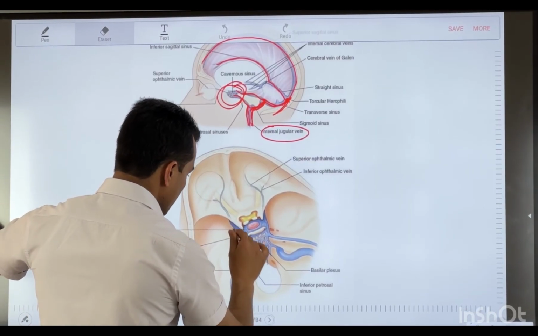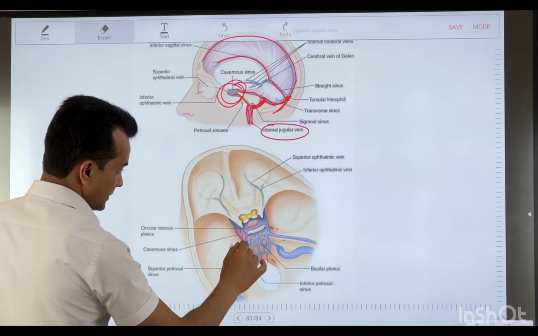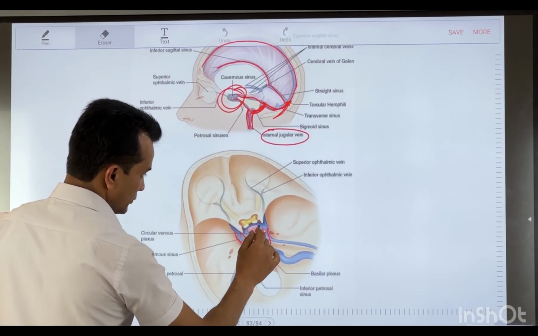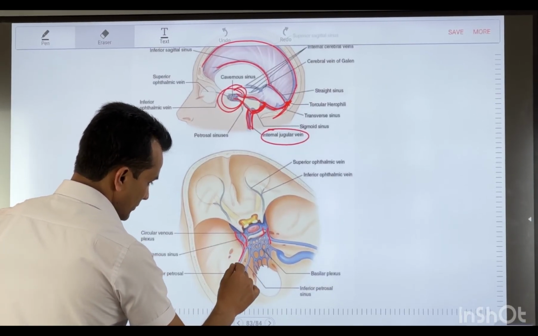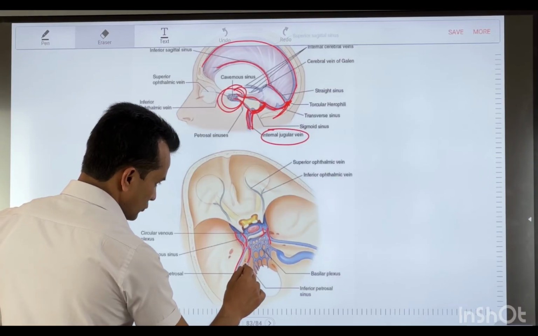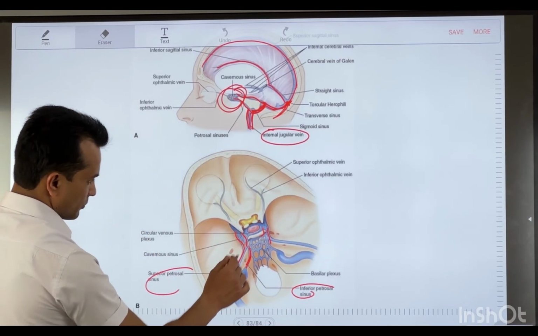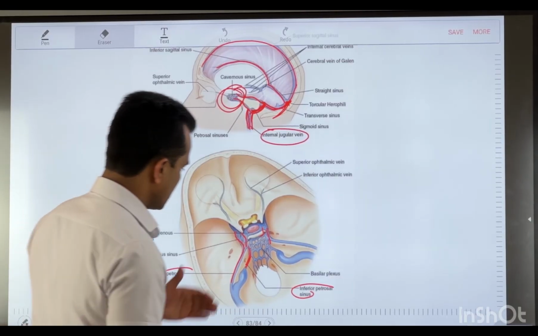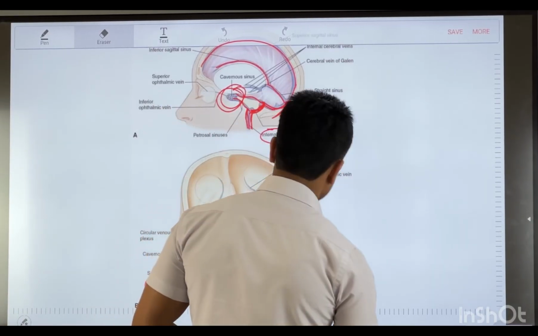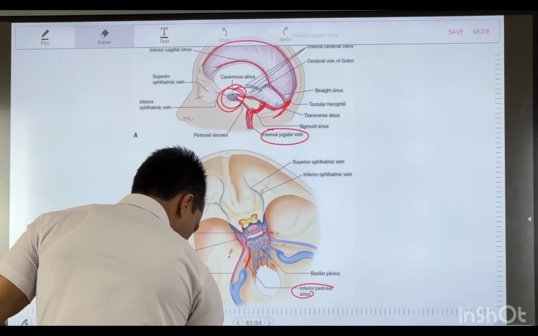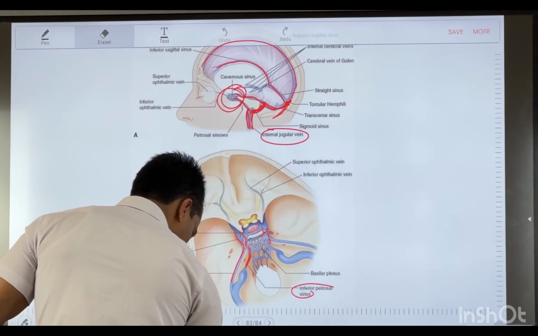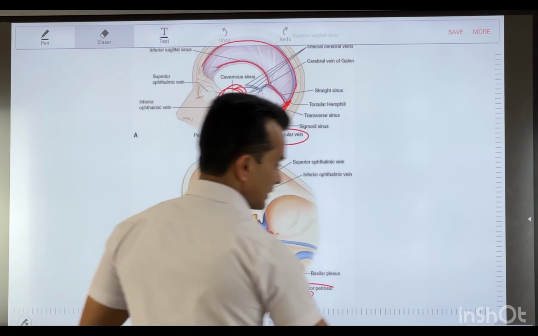So this is what we have discussed right now, and I have drawn the cavernous sinus on either side of the pituitary gland, and blood from the cavernous sinus is carried by petrosal sinuses. This is the inferior petrosal sinus, and this is the superior petrosal sinus, because these are lying within the petrous part of the temporal bone. So I hope you understood this concept.